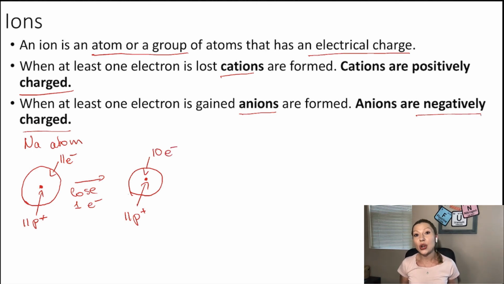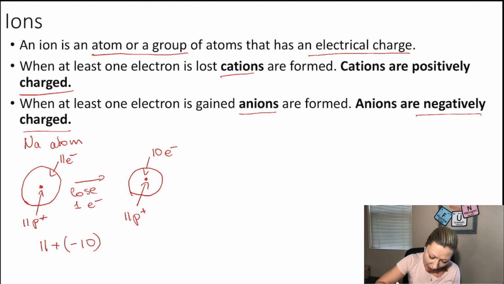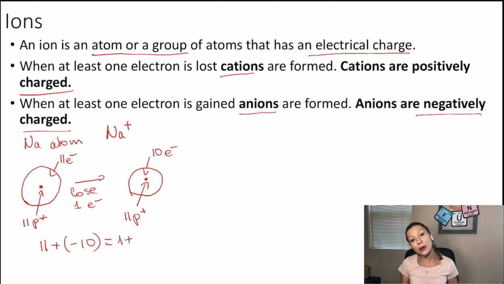What is the charge on the formed sodium ion? Well, I can figure it out if I take 11, the number of my positive charges, and add to it the number of negative charges, which is minus 10. So basically 11 minus 10 gives me 1 plus. So I made an Na plus ion. This is the sodium ion.